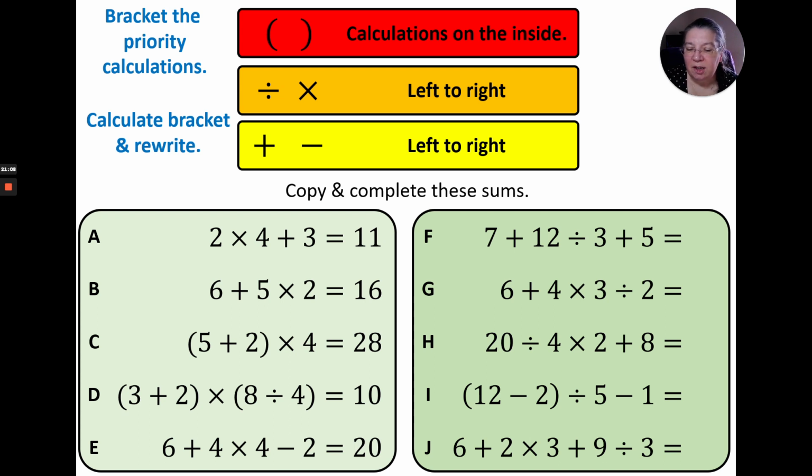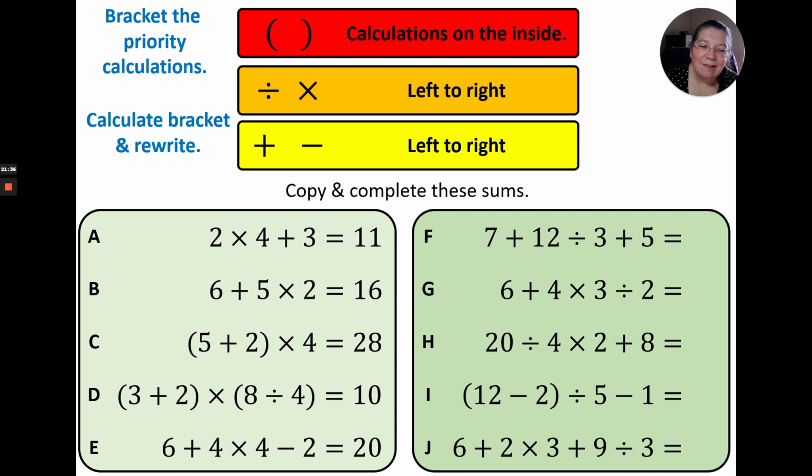Okay, let's look at question E. What do we do first? Brackets, indices, division, multiplication. We've got some multiplications. We do that first. 4 times 4 is 16. Then we can work out addition and subtraction from left to right. 6 plus 16, which would be 22, then subtract the 2, which is 20.